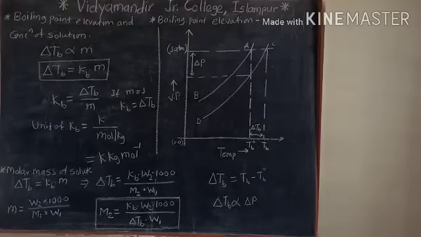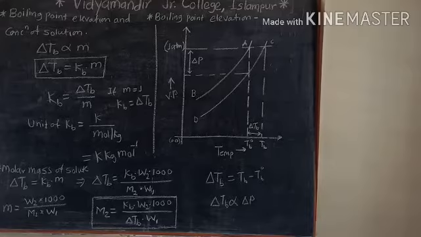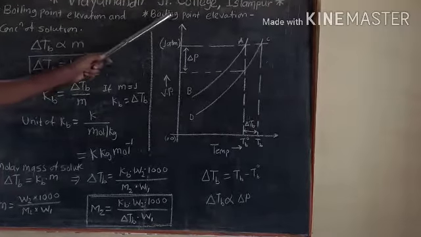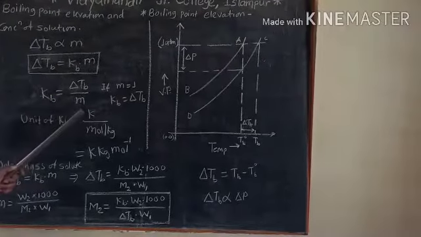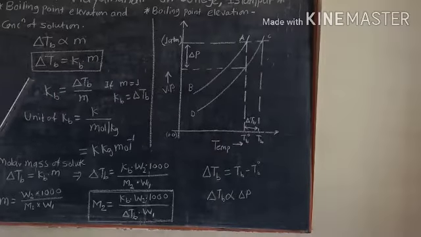Today we discuss the second colligative property. The name of the colligative property is boiling point elevation. आज आपण दुसरी colligative property म्हणजे boiling point elevation ही बघणार आहे.